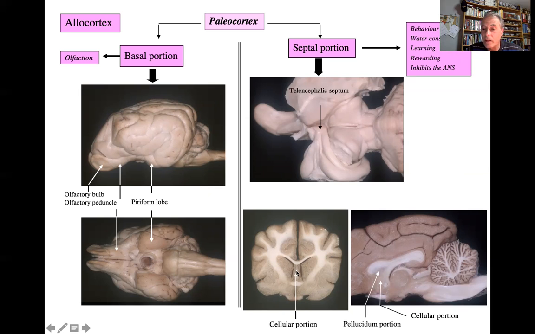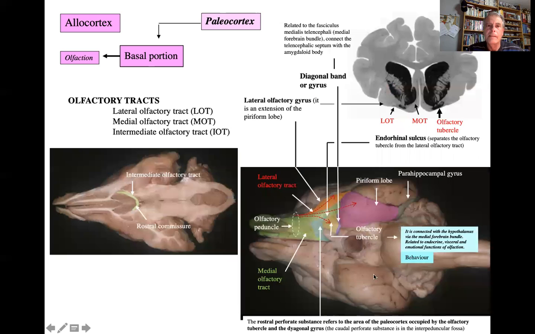And the septum has two portions. One is a cellular portion, as this one here, and the other one is more dorsally located, between the corpus callosum and the fornix, and this is the pellucid portion. So, in the basal portion, what are the olfactory tracts? There are three.